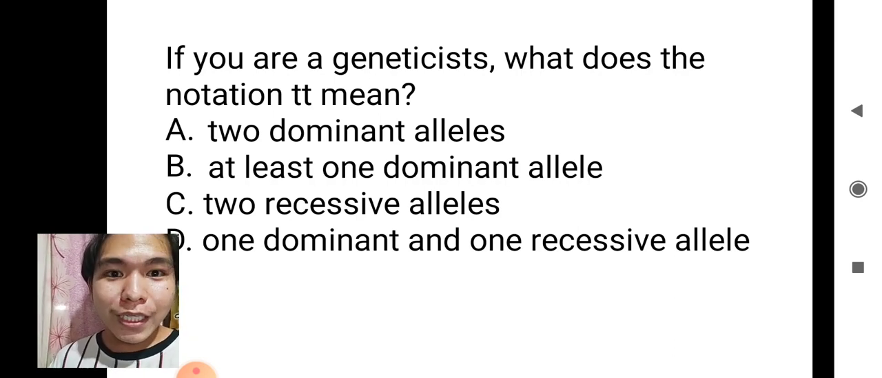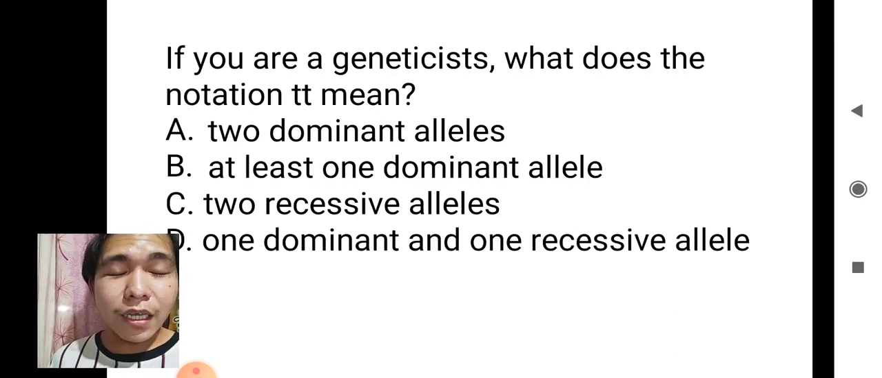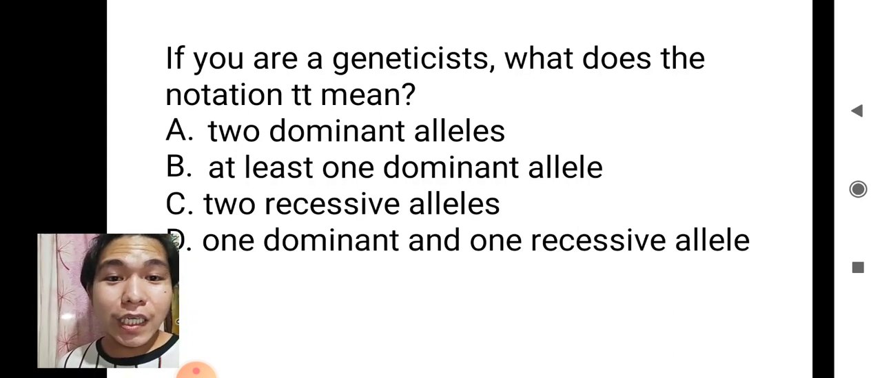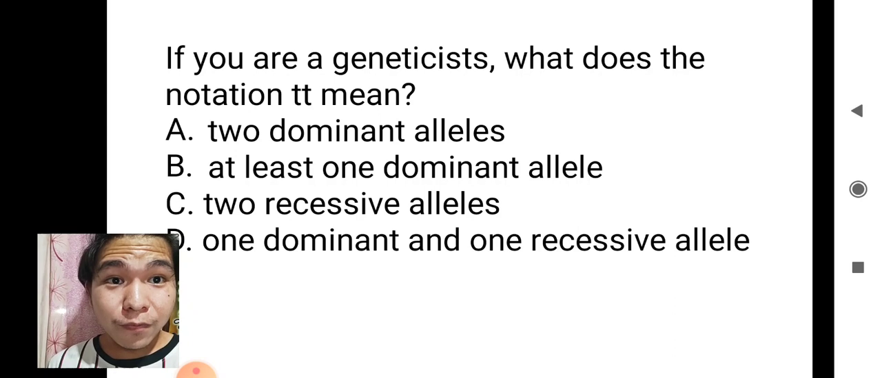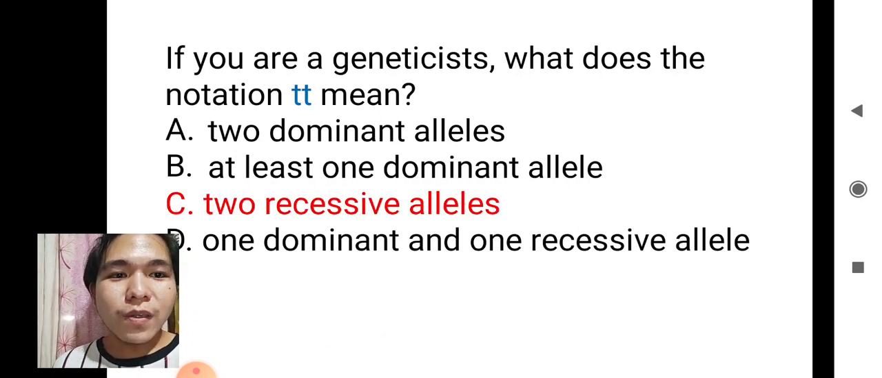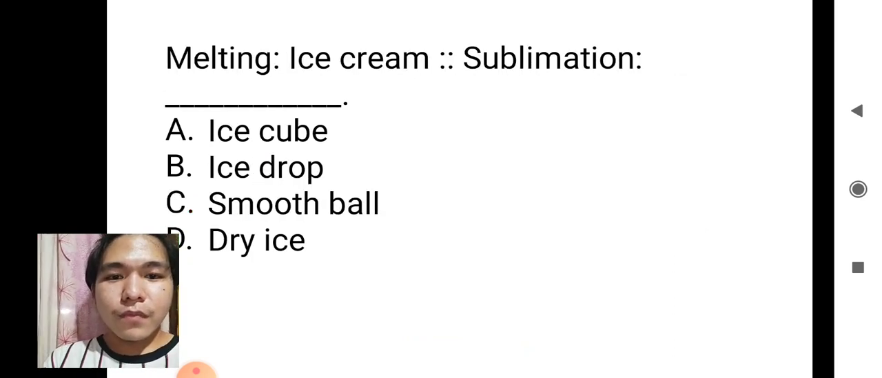So, small letter t. If you are a geneticist, mayroon tayong dalawang klase: we have the capital T, yung malaking T, at yung maliit na t. So, ano bang ibig sabihin ng maliit na t? Unahin muna natin yung malaki. Yung malaking T, ang meaning nun is dominant. Kapag maliit, ang meaning nun, recessive. So, ilan ba yung maliit na t? Dalawa. So, there are 2 recessive alleles. Okay, next. Madali lang to.